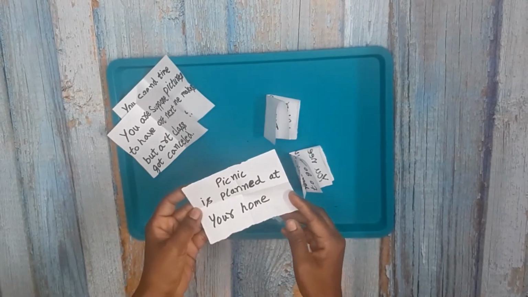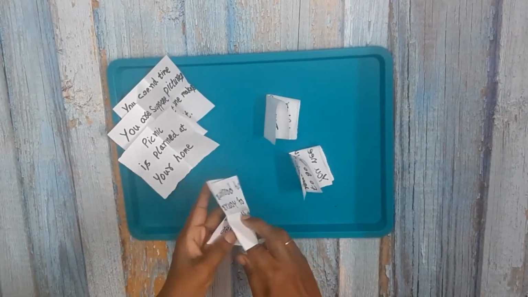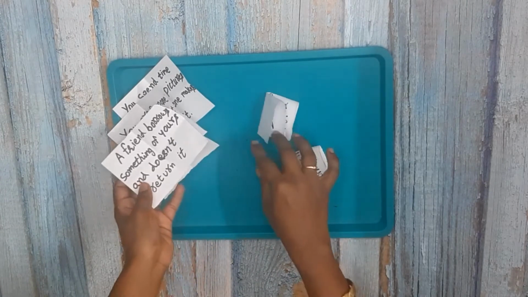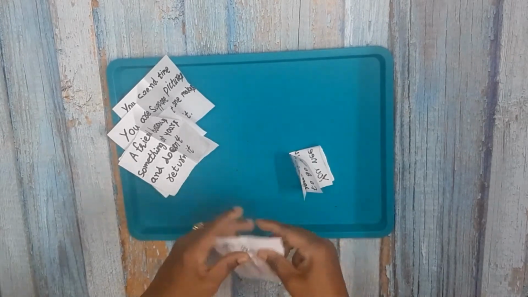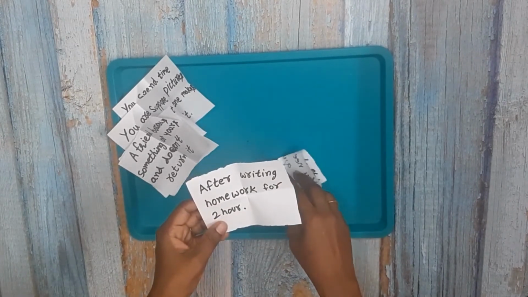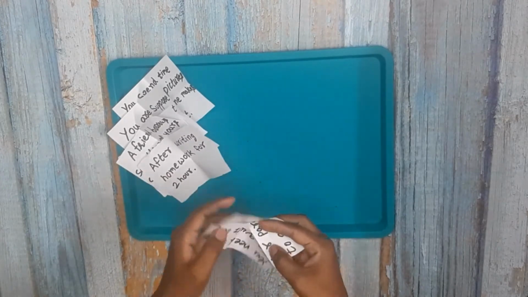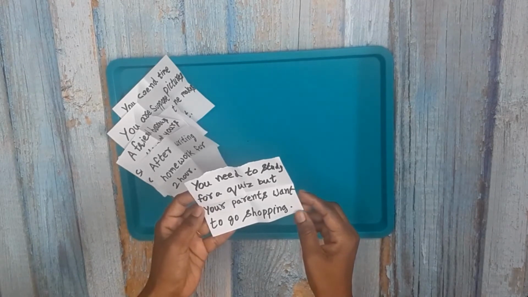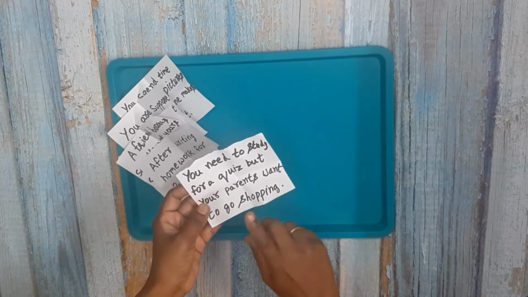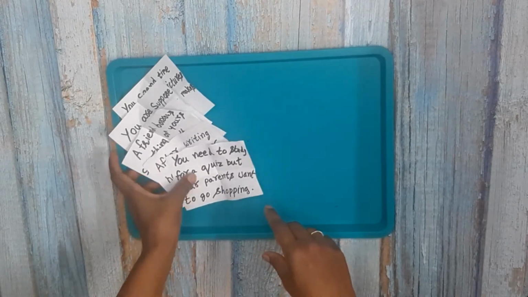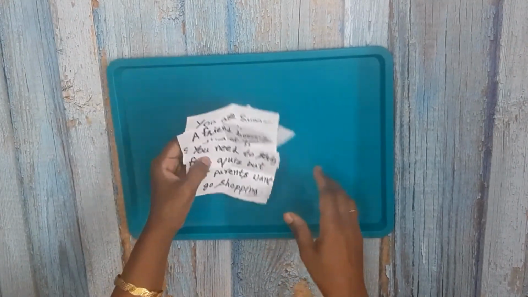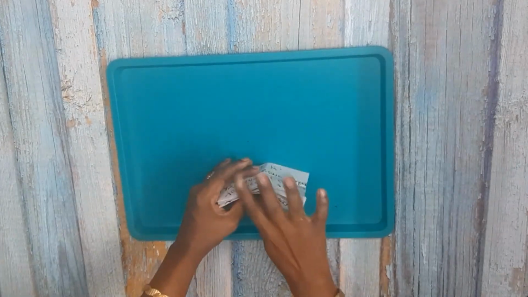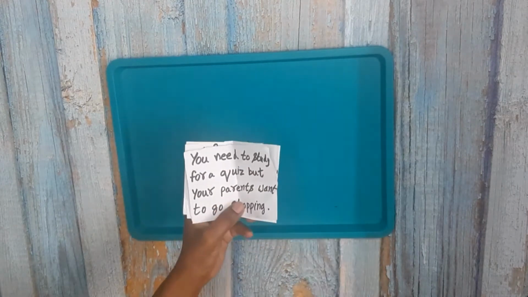Picnic is planned at your home. A friend borrowed something of yours but does not return it. After writing homework for 2 hours. You need to study for a quiz, but your parents want to go shopping. So this will be very interesting. The child is confused whether he wants to go for shopping or he wants to prepare for the quiz. So this way you can make different chits, different situation chits and do it.